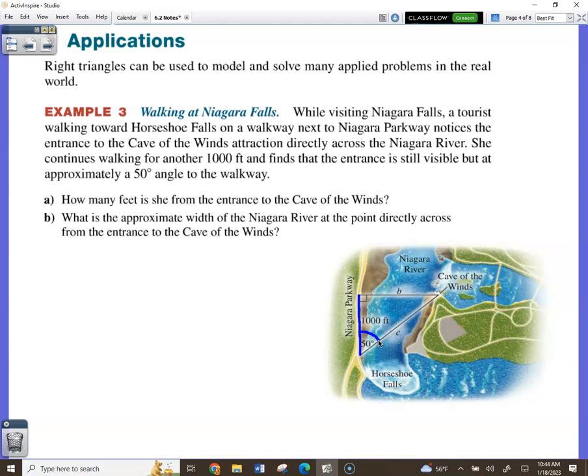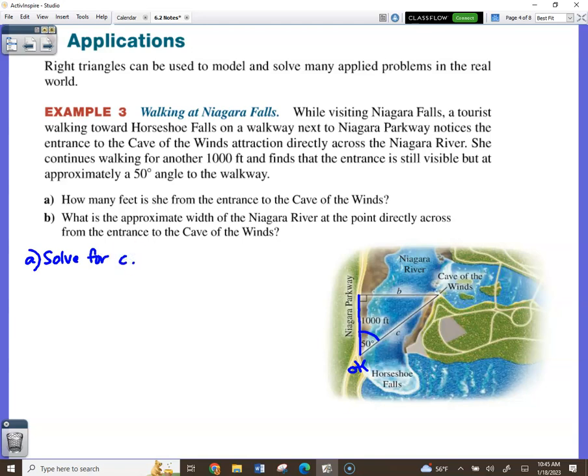Well, wait, where is she standing? While visiting the Cave of the Winds, is she standing down here now at Horseshoe Falls? Yeah. She walks towards Horseshoe Falls. She's right here. All right, so now it says, how many feet is she from the entrance of the Cave of the Winds? So that's saying solve for C. So A means solve for C.